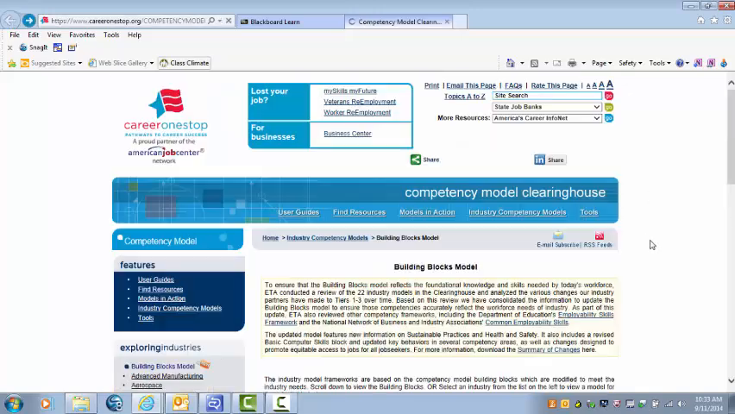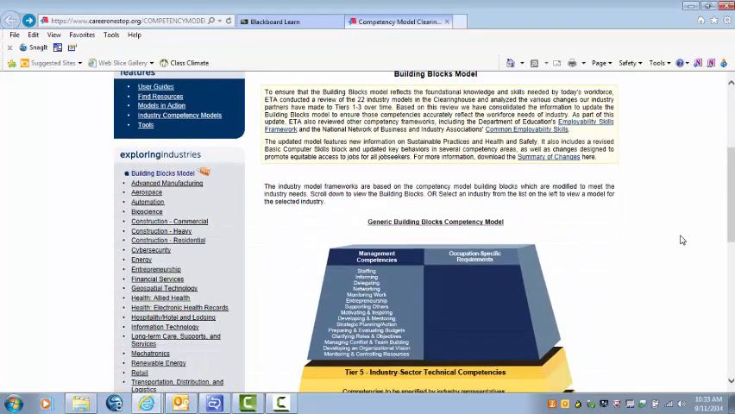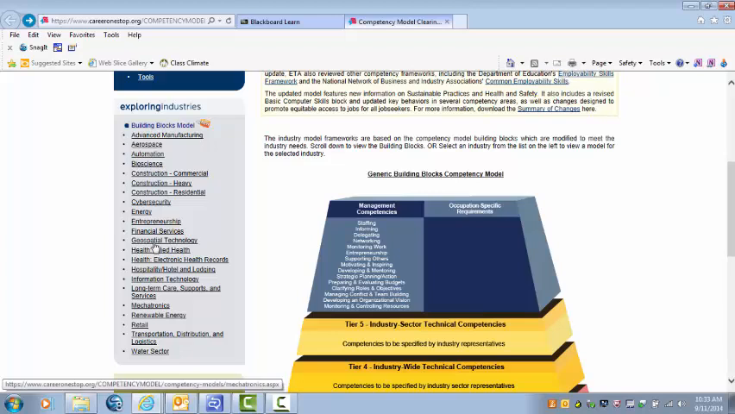So if I go back to the generic model, we can see that there are several links to industry-specific models on the left-hand side. An example of using one of these models to develop program outcomes will be provided in the next section.